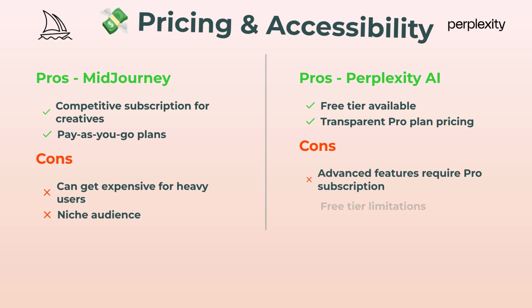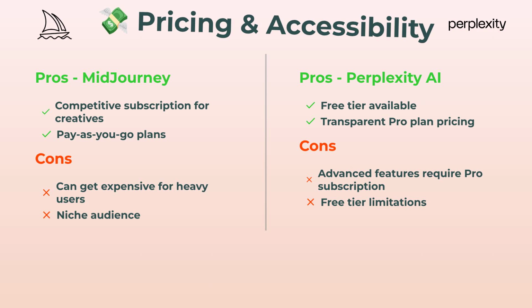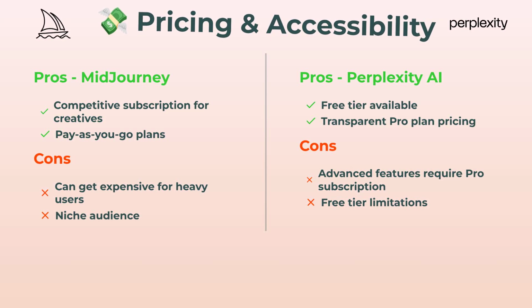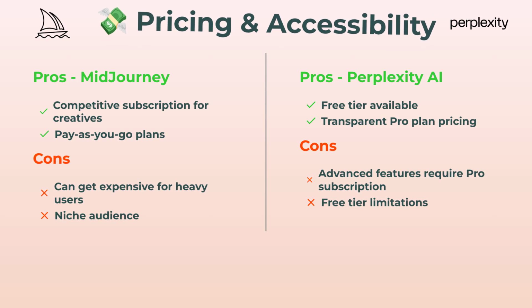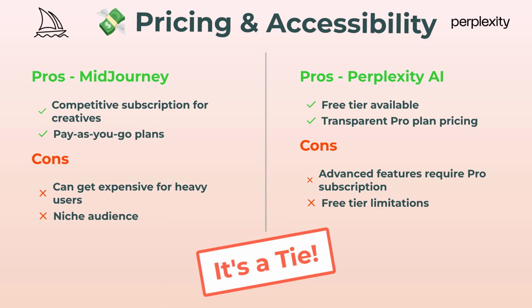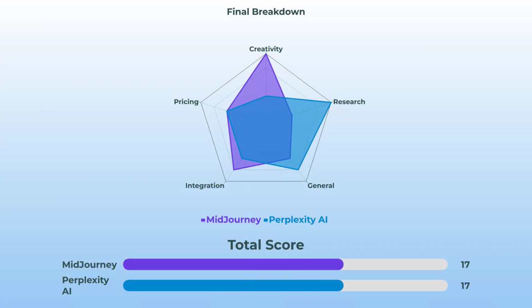Perplexity steps in with a totally free tier. Pretty cool. Their pro pricing is easy to understand. But yeah, the free features are limited, and the real magic happens only in pro. I'm not gonna lie, both have their perks and their limitations on price, so we gotta call this one a tie. If we plot their strengths on a chart, you'll notice MidJourney dominates visuals and creativity, while Perplexity basically owns the info and research categories.